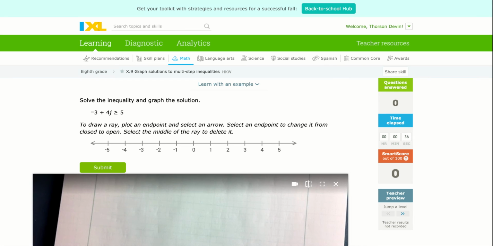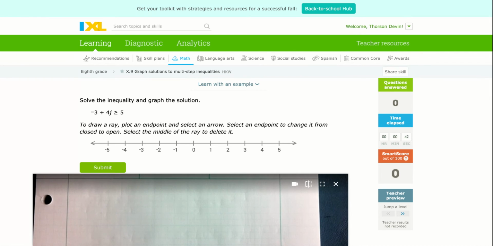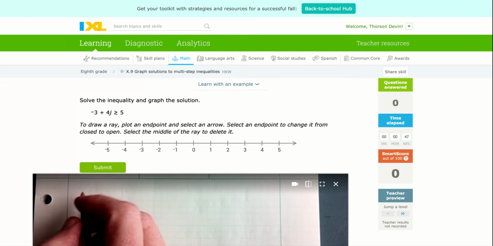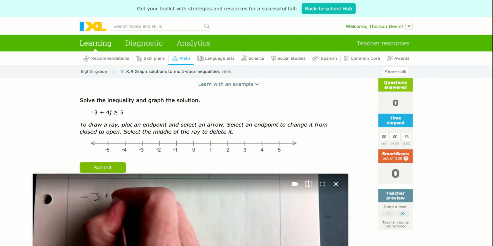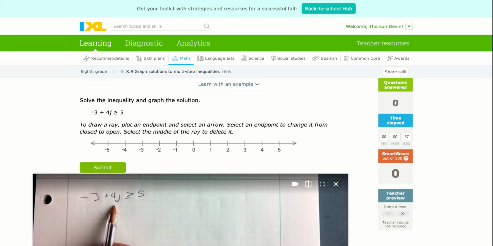Welcome. Today we're going to graph solutions to inequalities on a number line. These will be multi-step inequalities. So the first thing we need to do is actually solve the inequality, right? We're going to take our inequality and start to isolate the term with the variable.